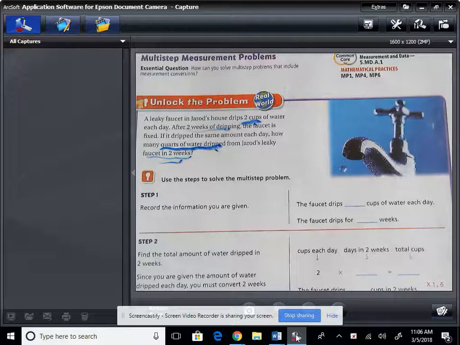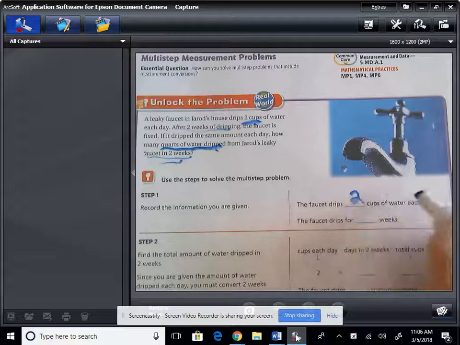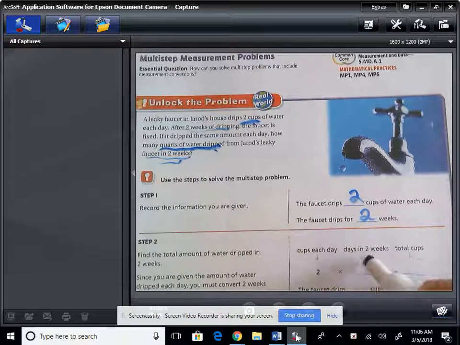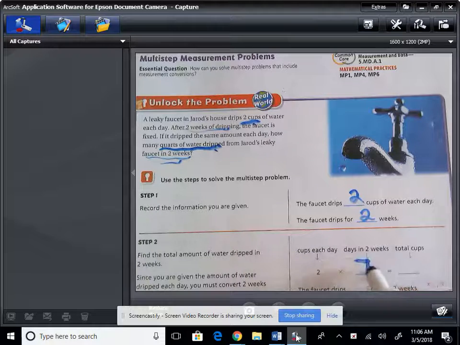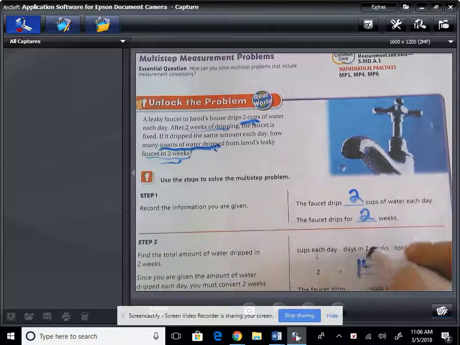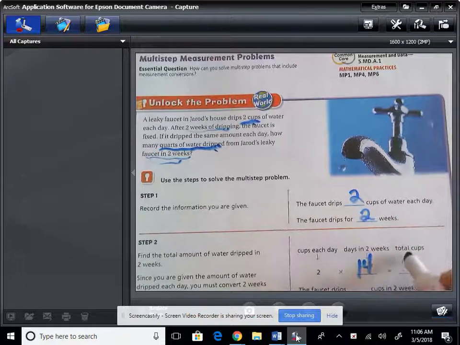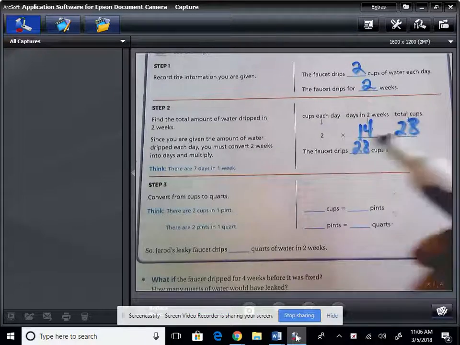All right, if I look at this, I know the faucet dripped 2 cups a day for 2 weeks. So first of all, I've got to do 2 times 7, because there's 7 days in a week and it did it 2 weeks. So, 14, sorry, because like I just said, there's 7 days in a week and we did it 2 weeks. So 2 times 7 is 28. So the faucet dripped 28 cups, but that's not what they want to know. They want to know how many quarts.